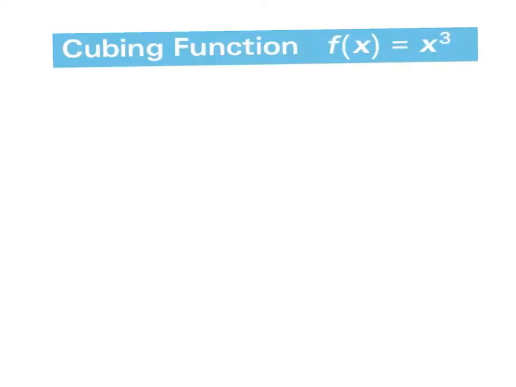Now the next type of function we'll go over, your book refers to it as the cubing function. I've always referred to it as the cubic function. But it's just the parent cubic function. Cubic function, f of x equals x to the third. Let's start by creating our table of values.